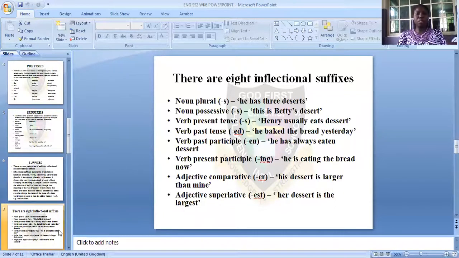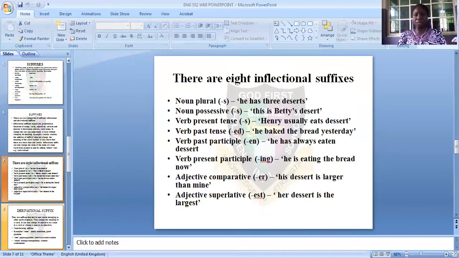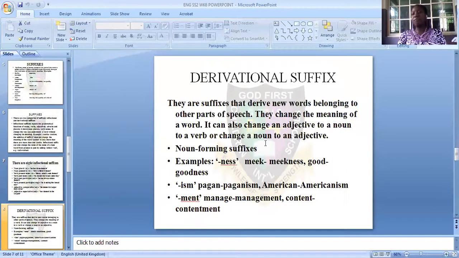Now we are moving on to the second category of suffixes, and that is the derivational suffix. We've talked about inflectional suffixes and their categories in the English language. Now, derivational suffixes are suffixes that derive new words belonging to other parts of speech.